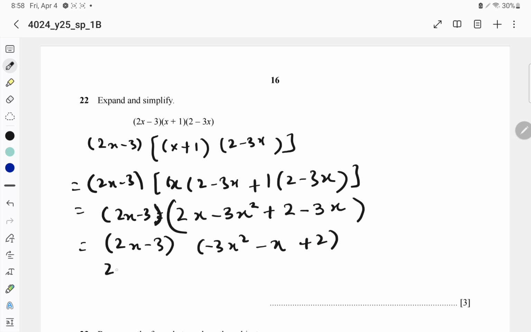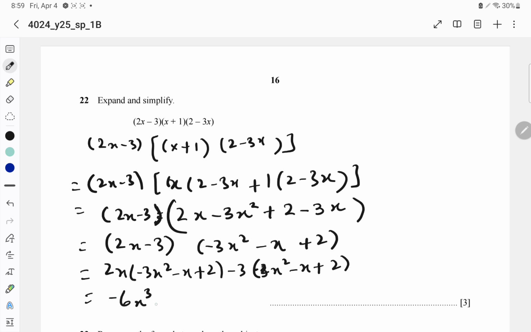So 2x squared minus x minus 3 into 2 minus 3x. Multiply: minus 6x cubed, be careful, plus 2x squared plus 3x, then minus 4x squared... and minus times minus is plus 9x squared... plus 3x minus 6.